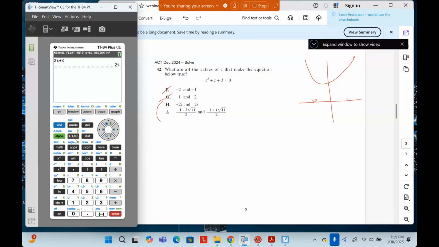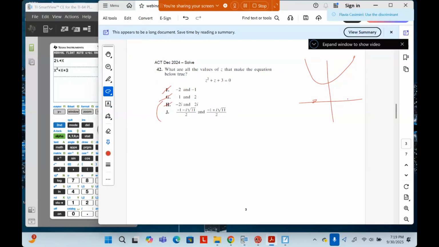And then type in our quadratic here. So x squared plus x plus 3. And when we plug it in, that's definitely not 0, what we wanted. So we know that one's wrong.